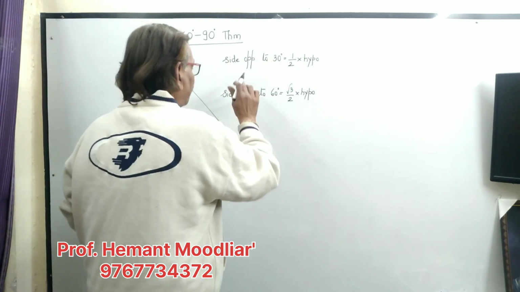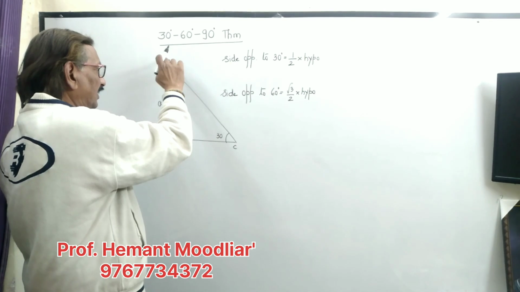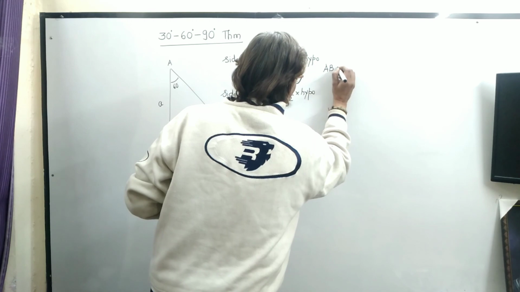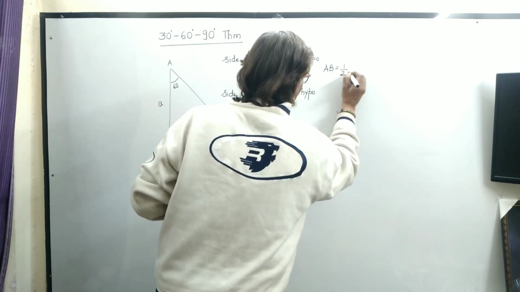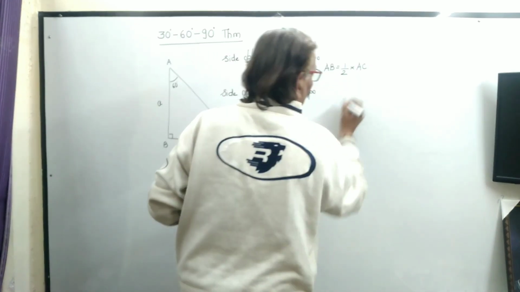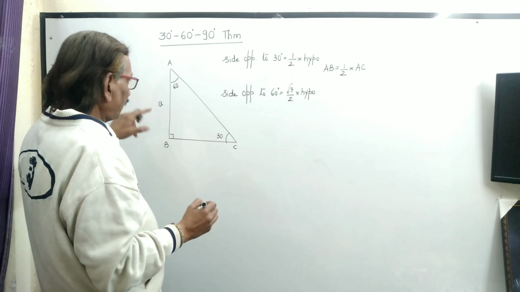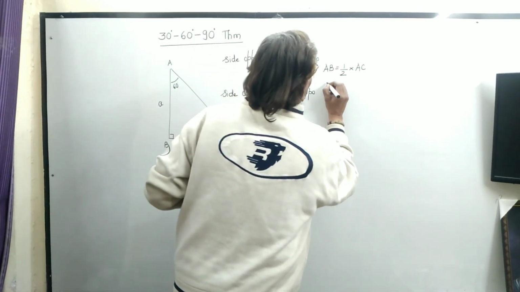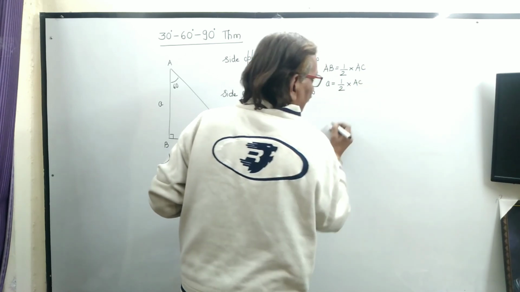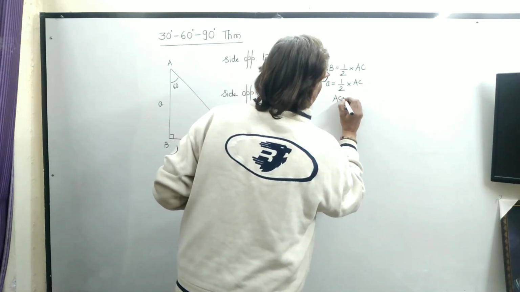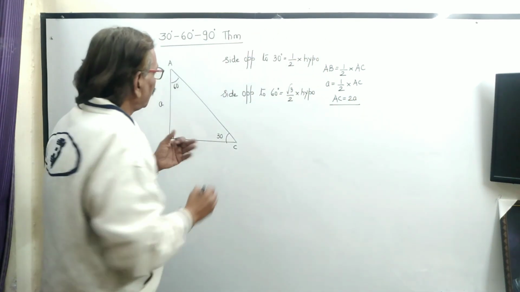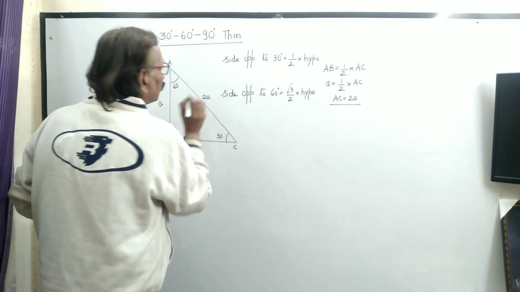According to this, side opposite to 30 degree, that is AB, we can say side AB is equal to 1 by 2 into hypotenuse, which is AC. The value for AB considered is a. So a is equal to 1 by 2 into AC. AC is equal to 2a. So here we will be writing AC is equal to 2a.